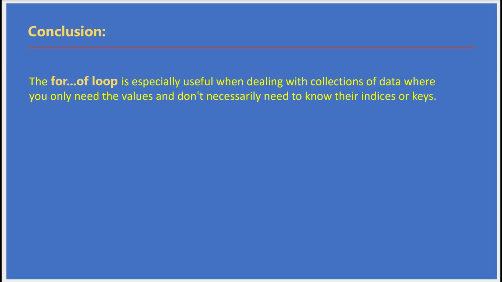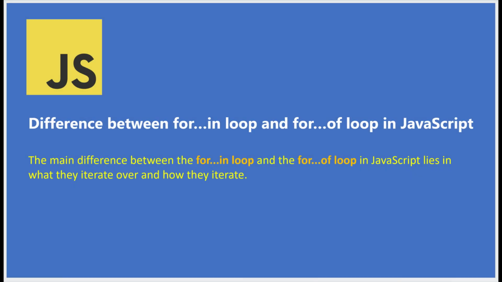In a nutshell, the for-of loop is a nifty tool for dealing with collections of data where you're interested in values rather than their indices or keys. It's concise, it's straightforward, and it's ready to make your JavaScript journey a whole lot smoother. So next time you're faced with an iterable object, remember the for-of loop. It's a game changer.